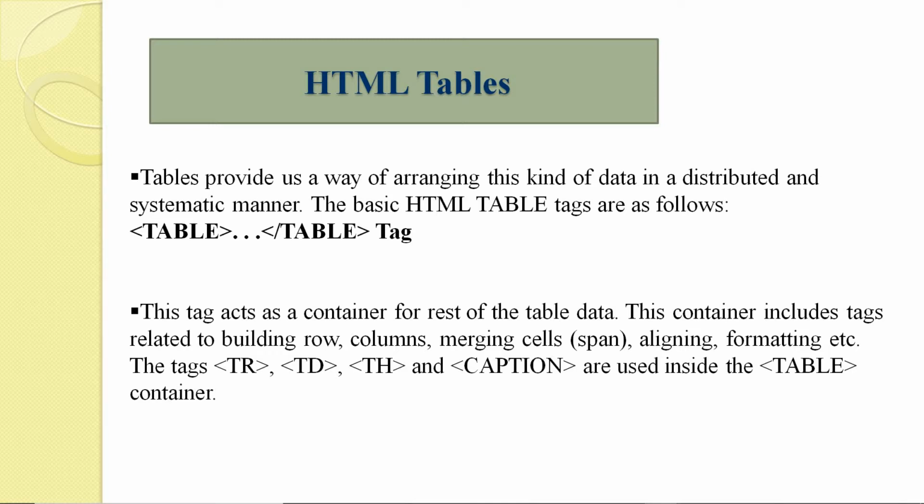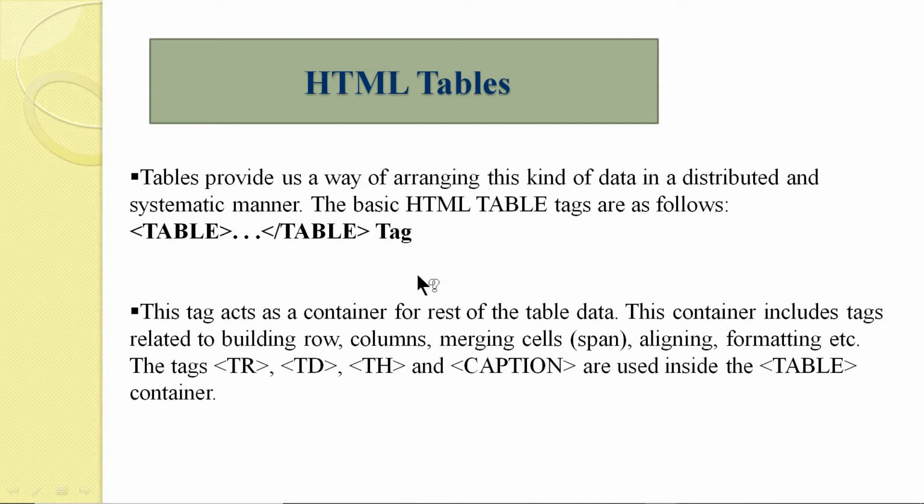It allows the user to arrange data like text, numbers, links, images, or even another table in the form of rows and columns of cells. The HTML table tags are in the following format. Here we can see the beginning tag of the table and later the closing tag of the table.